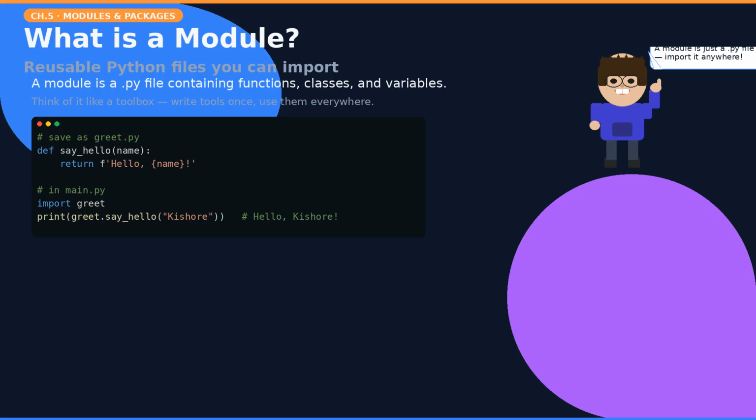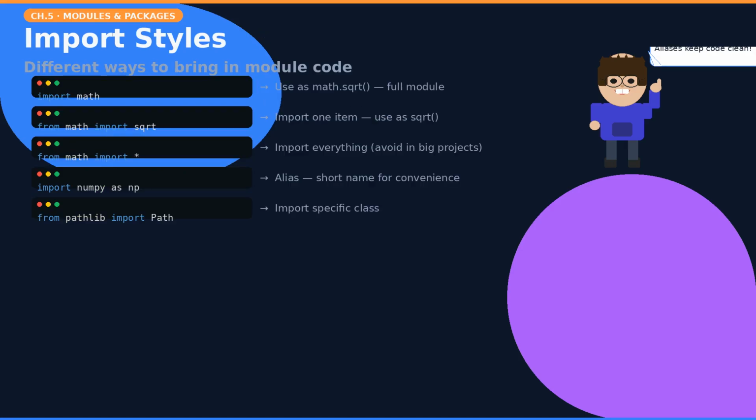Python gives you several ways to import modules. The simplest is import math. This brings in the whole math module and you use it as math.sqrt. If you only need one function, use from math import sqrt, then just call sqrt directly. In data engineering, you'll constantly see import numpy as np and import pandas as pd. Those as aliases keep your code short and readable. Pro tip: avoid from module import star. In production, it makes code hard to read.